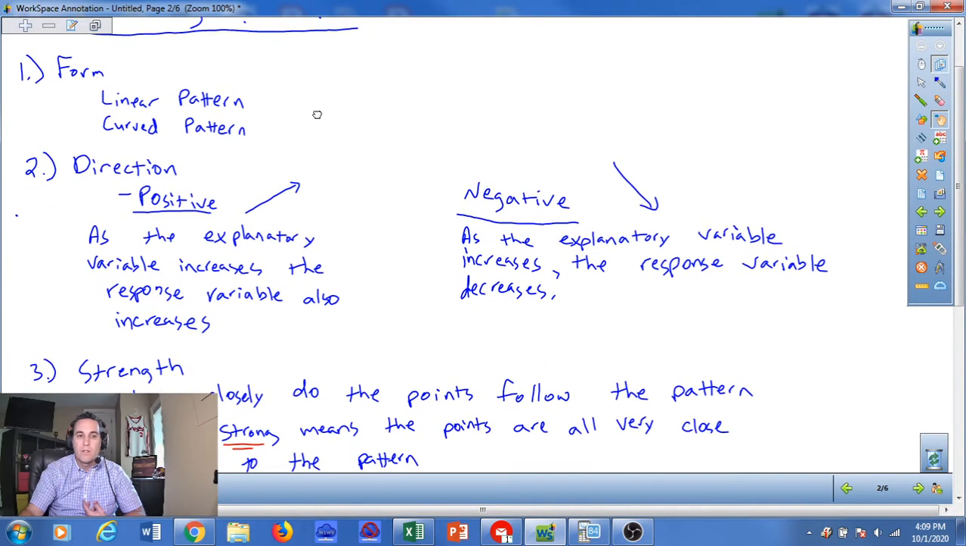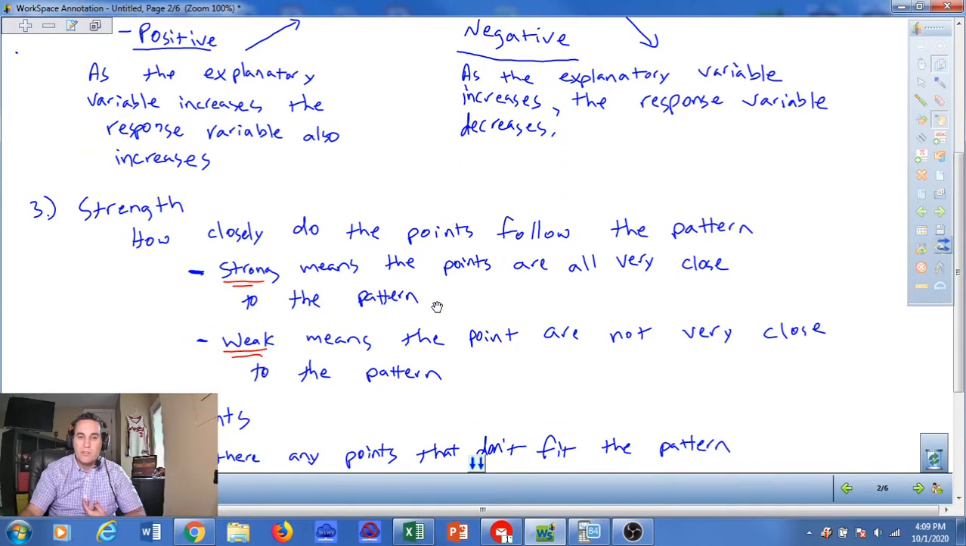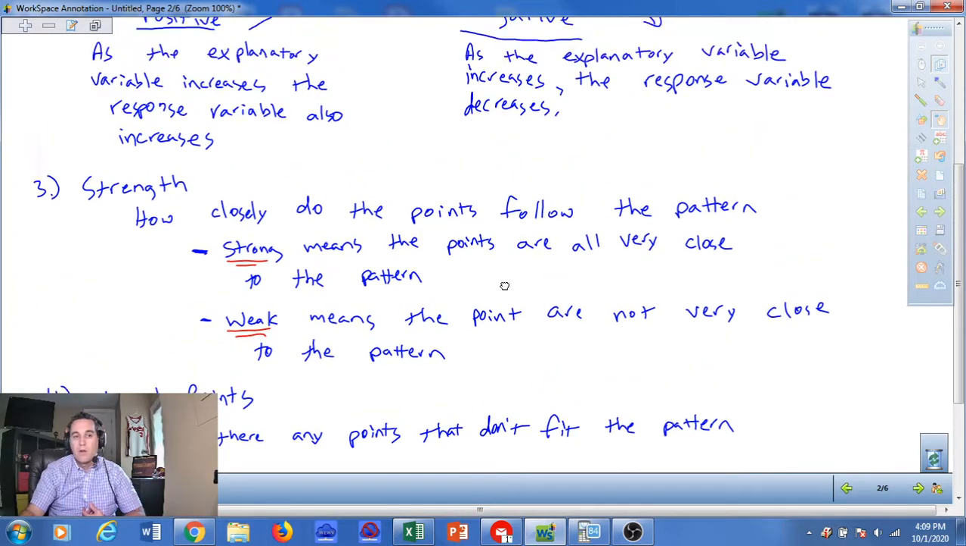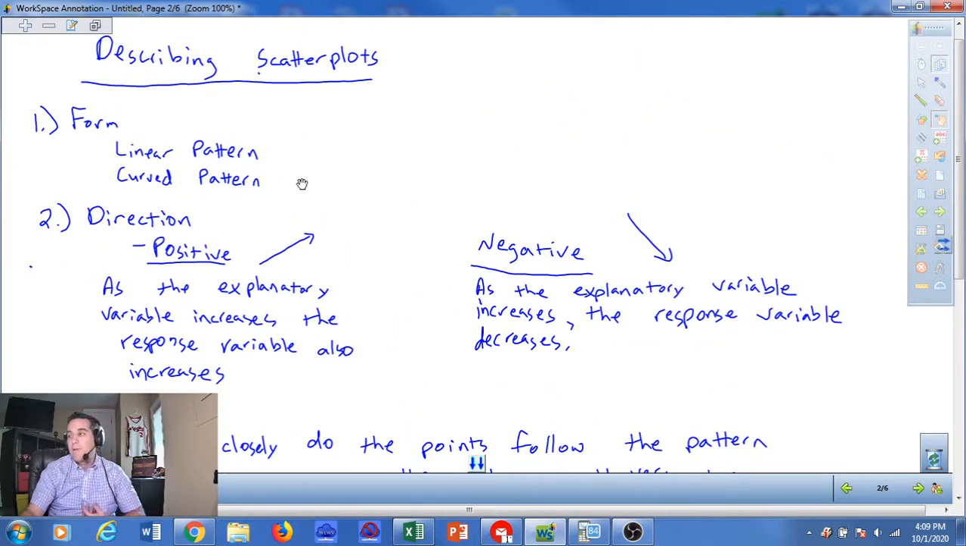What's the form? What direction is it going? How strong is the relationship? And is there anything unusual going on? You may not always have number 4 because there may not be any unusual points. When you describe all of them, get in the habit of using context. Okay, I'm going to be honest with you.